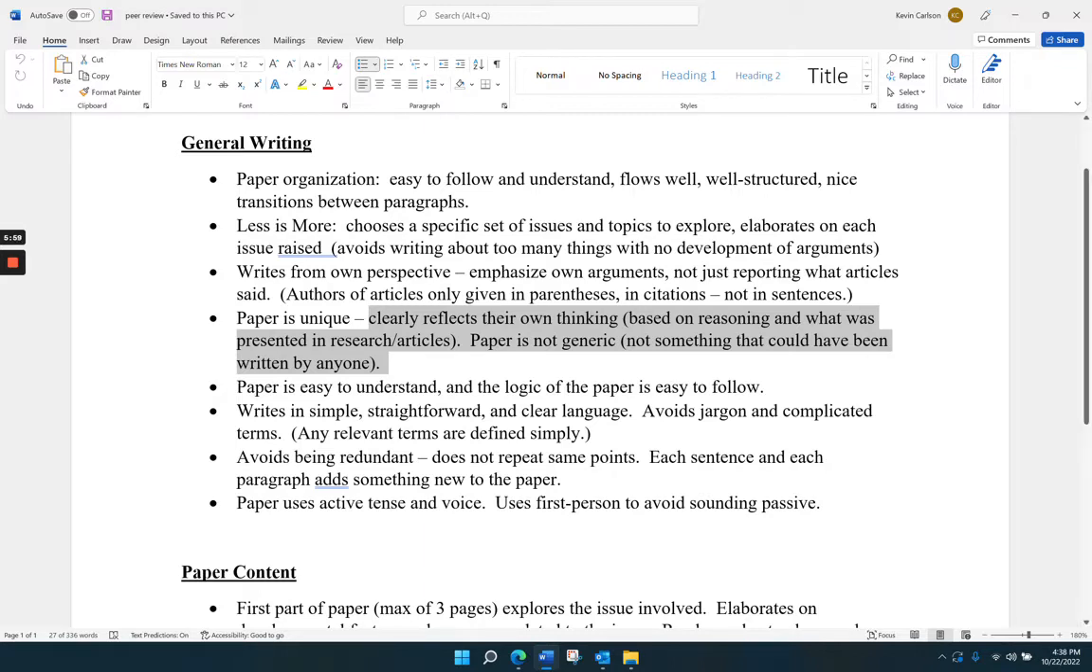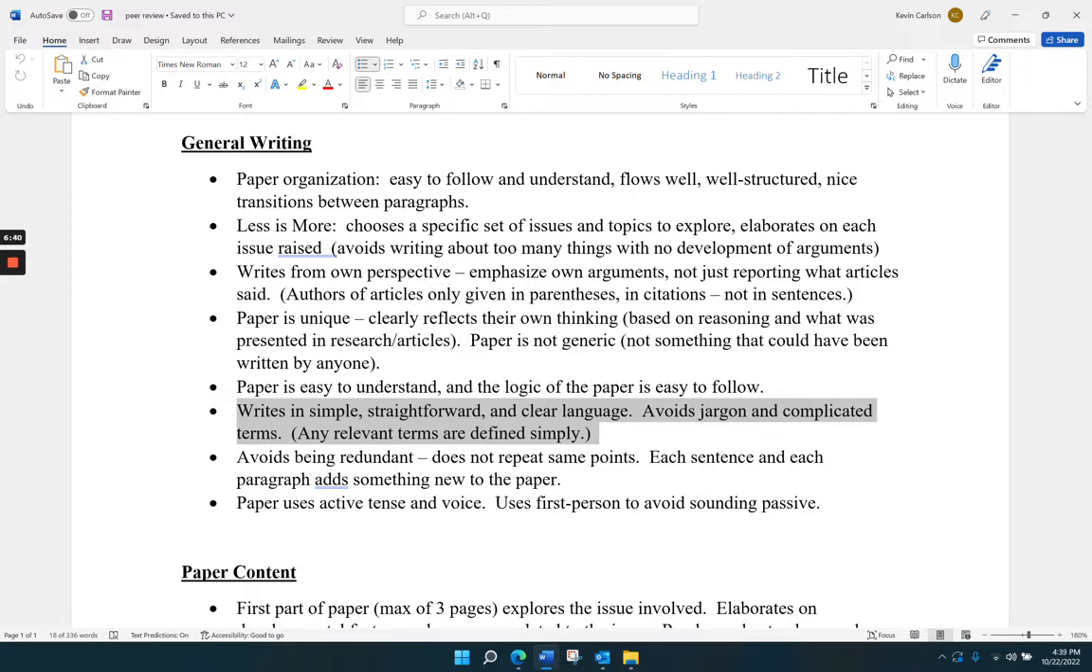So the paper is easy to understand, the logic is easy to follow, and it's written in simple, straightforward, clear language that avoids jargon and complicated terms. Sometimes when people are learning how to write in college, they think they have to sound really fancy and scientific and technical. And when that happens, it can be really bad. It can sound like a bunch of junk. Like, what does that stuff even mean? Good scientific writing is simple and straightforward. So keep it simple and easy.